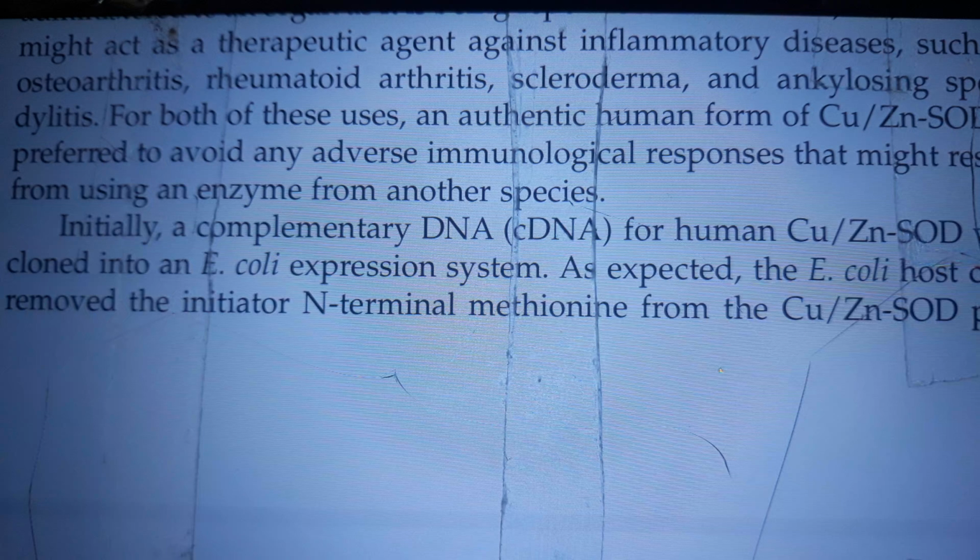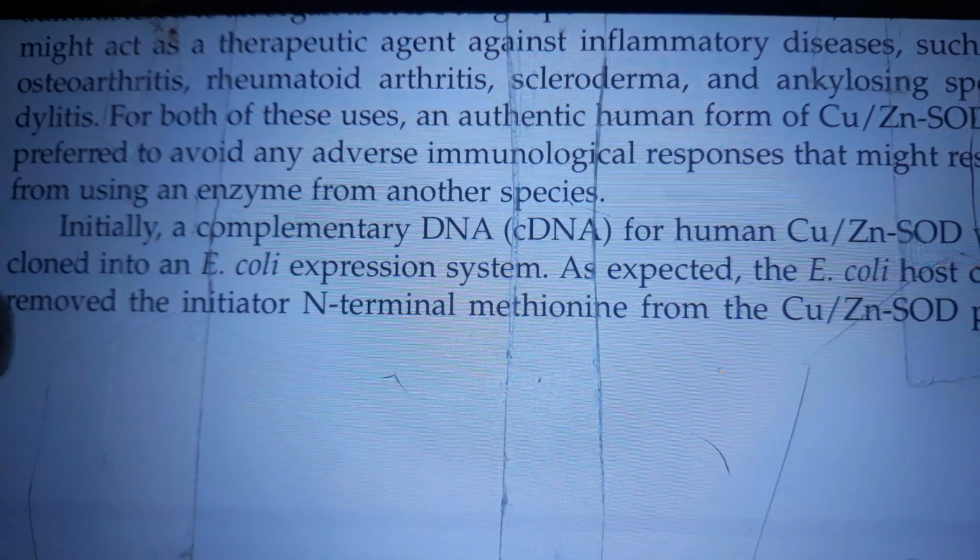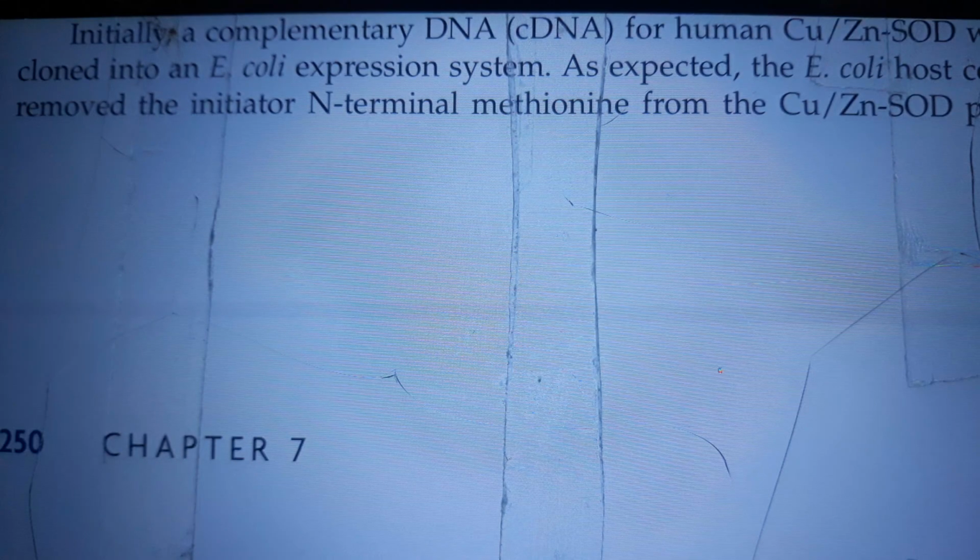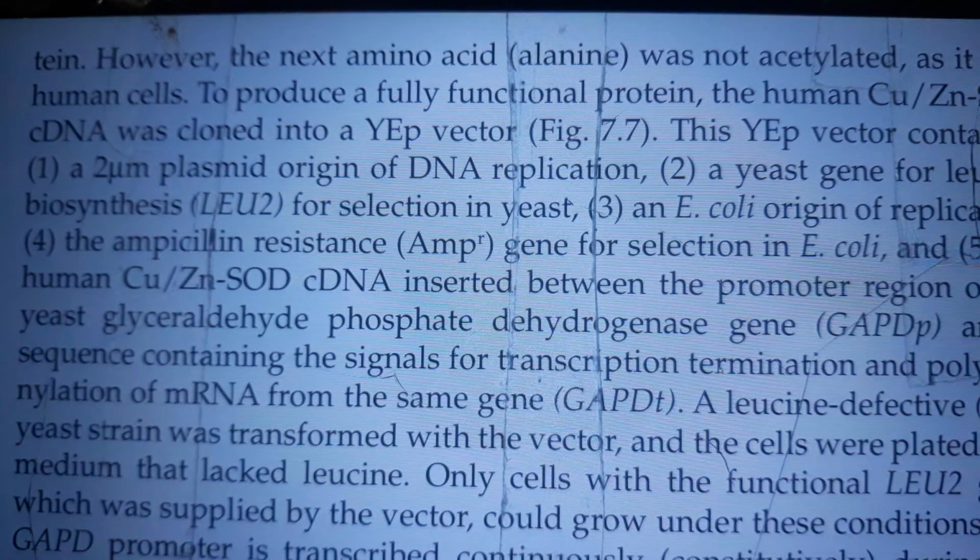Initially, a complementary DNA, cDNA, for human copper zinc SOD was cloned into an E. coli expression system. As expected, the E. coli host cells removed the initiator N-terminal methionine from the copper zinc SOD protein. However, the next amino acid, alanine, was not acetylated as it is in human cells.